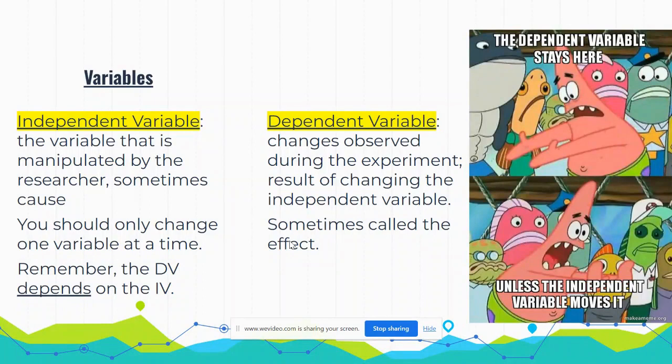So independent variables are the variables that are manipulated, and the variables that you do control for. So you can only change one variable at a time. Otherwise, it's really difficult to tell what's actually happening. This is the benefit. And the dependent variable is the changes you observe during the experiment.